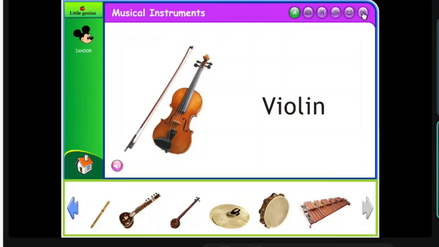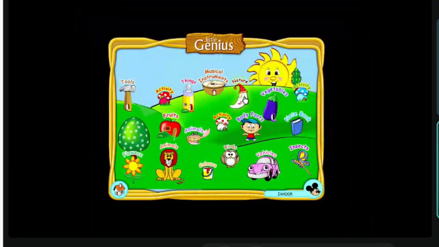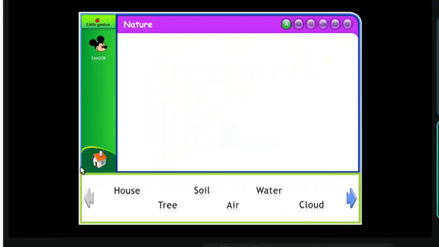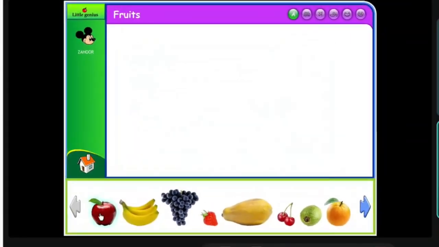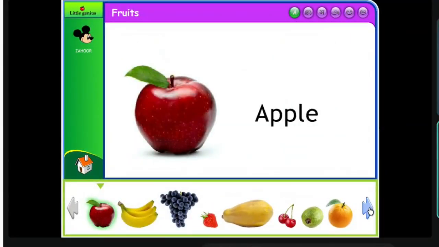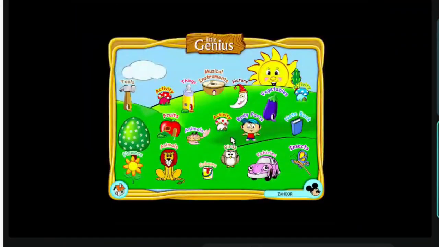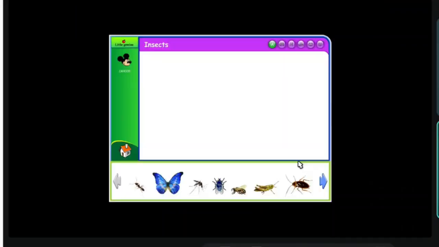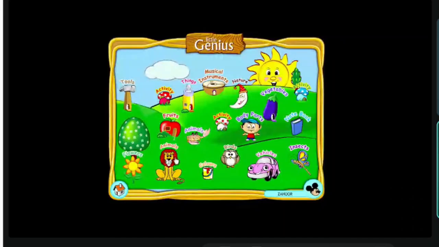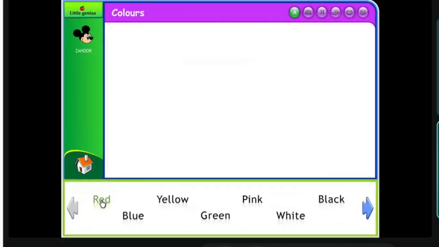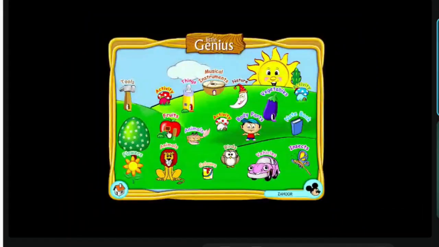Then the translations as usual here. All this is nature. If you want to see nature, you can see it here. Fruits, if you want, fruits will be there. These are all exactly the syllabus of the nursery school and KG, kindergarten. Then insects, if you want, insects are there. Colors. Then all these words in this section can be translated to all the other 7 languages.